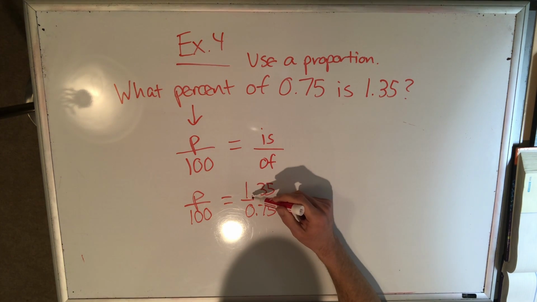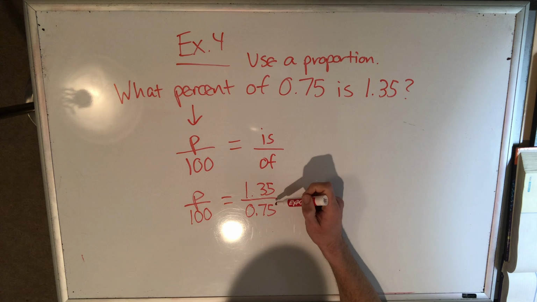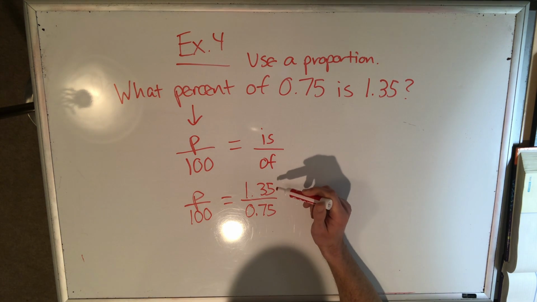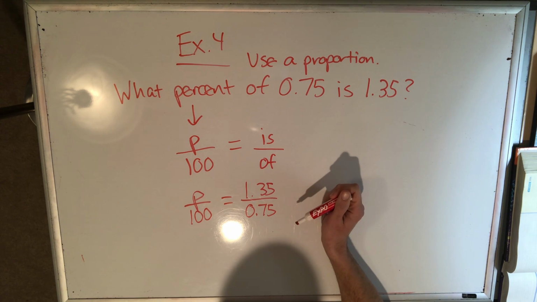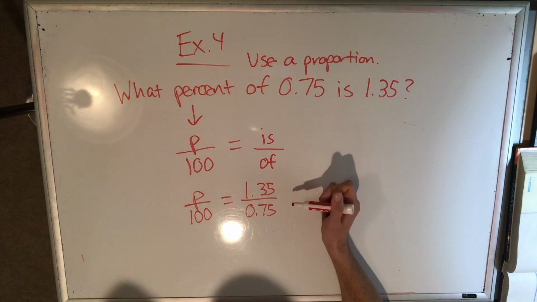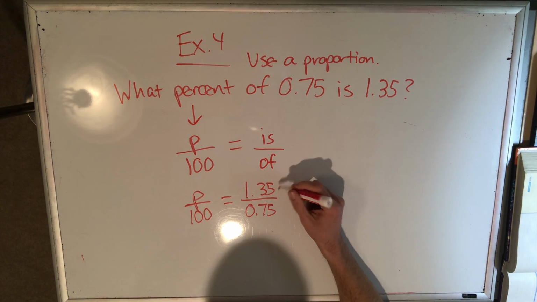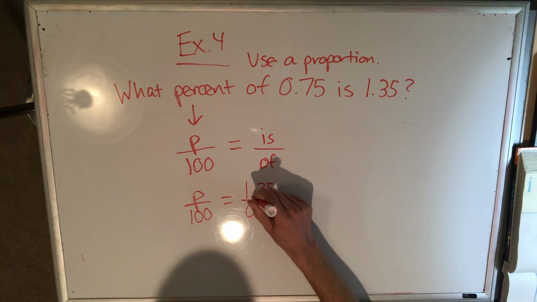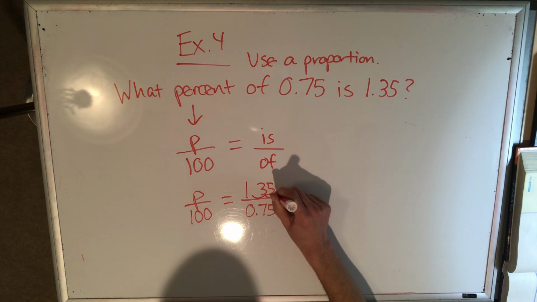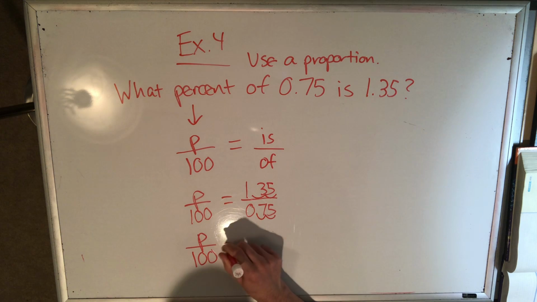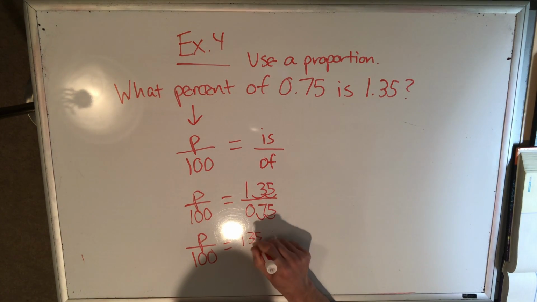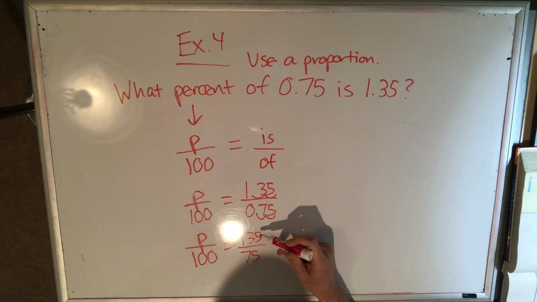Or we could get rid of the decimals by multiplying both the top and bottom by 100. Since the most decimal places we have there is 2 decimal places, and 100 is 1 with 2 zeros, multiplying by 100, you move the decimal point 2 places to the right. Let's do that. So multiplying both top and bottom by 100, we move the decimal point 2 places to the right for each one. So now we have P over 100 equals 135 over 75. And we can simplify this.